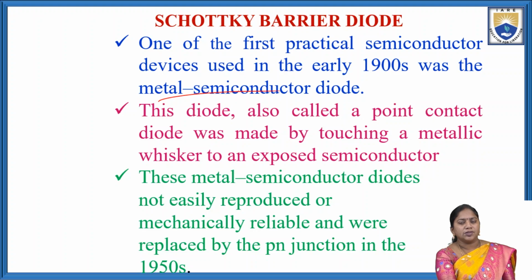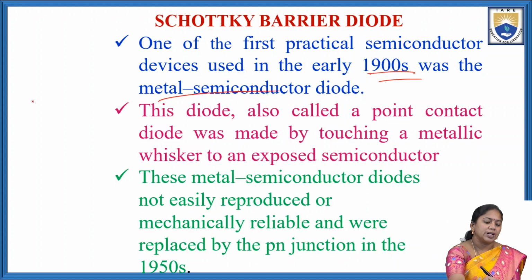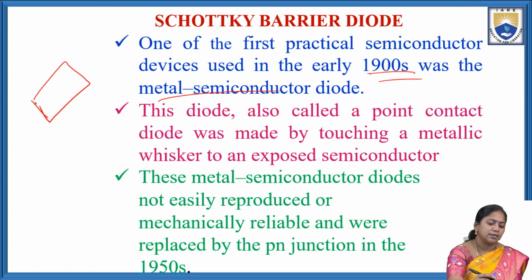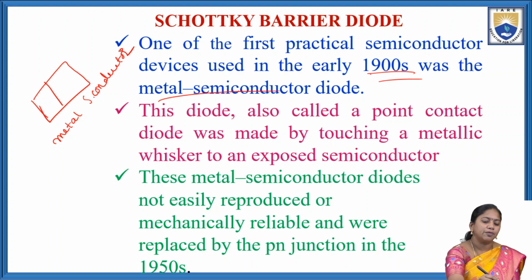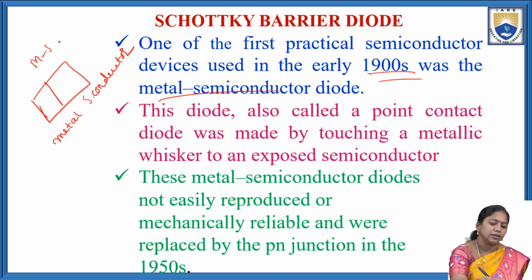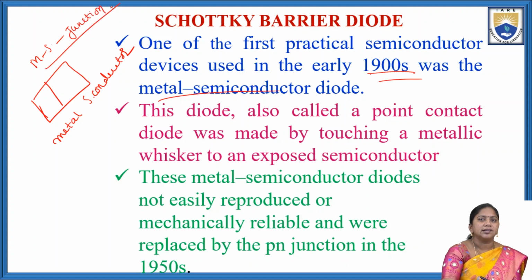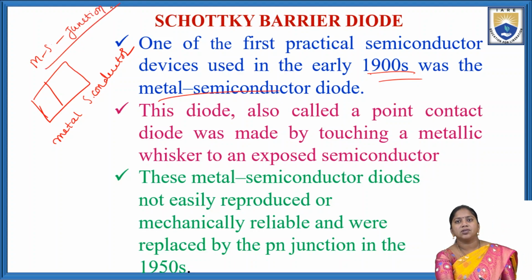One of the first practical semiconductor devices used in the early 20th century was the metal semiconductor diode, also known as the Schottky diode. When a metal is in contact with a semiconductor, it forms a metal semiconductor junction. The metal semiconductor junction is simply called the Schottky diode.